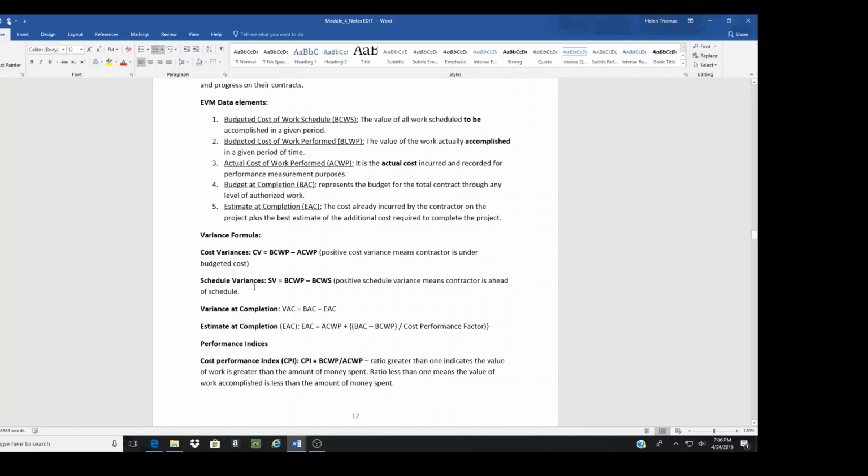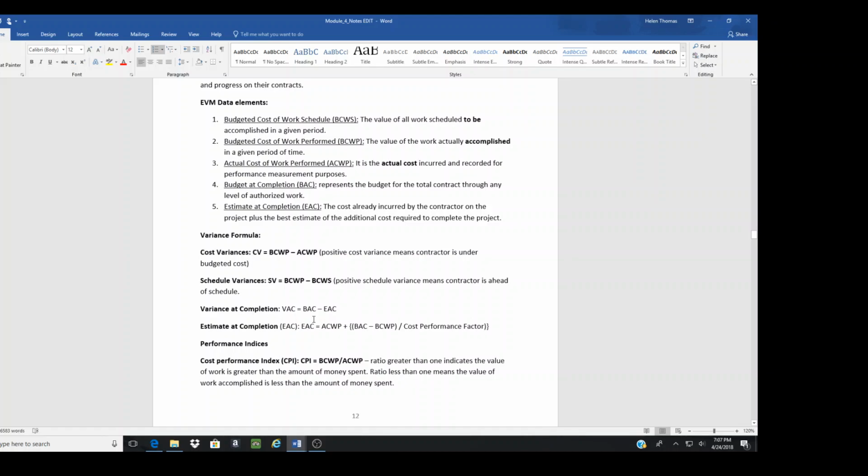Likewise, schedule variance. Budgeted cost of work performed minus budgeted cost of work scheduled, because we're concerned with the schedule. What you say you're going to be doing versus the time it took you to do it. So positive schedule variance means the contractor is ahead of the schedule.